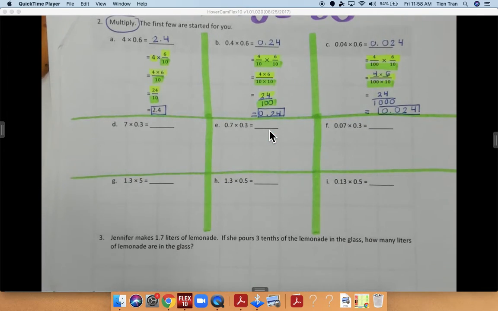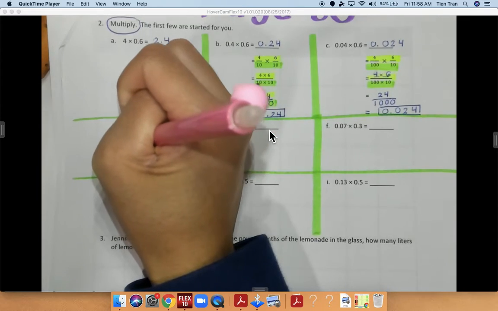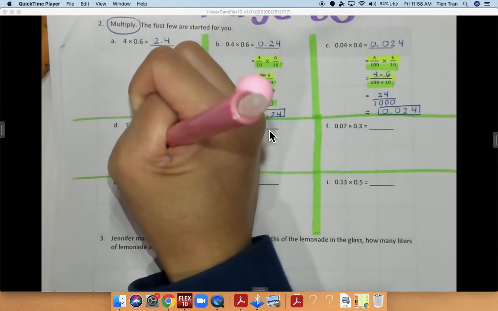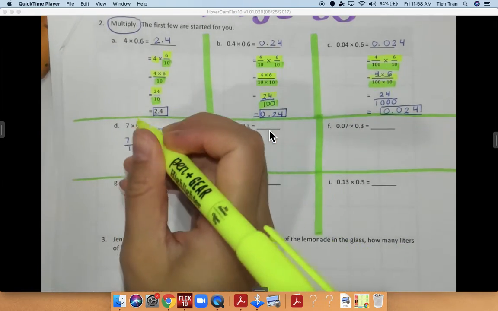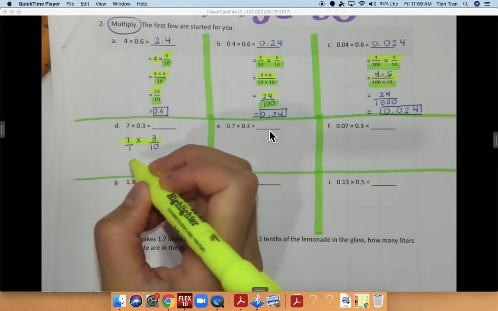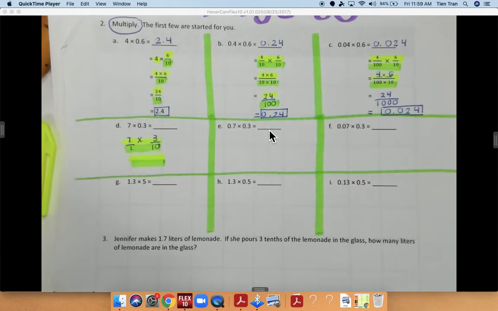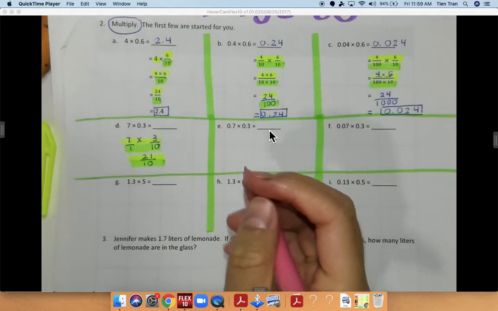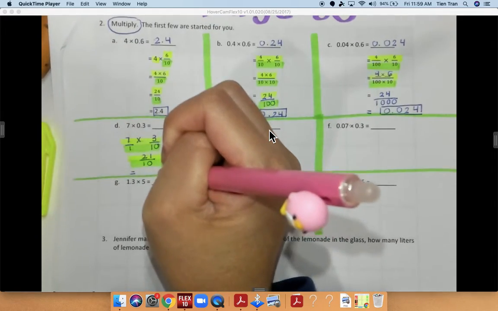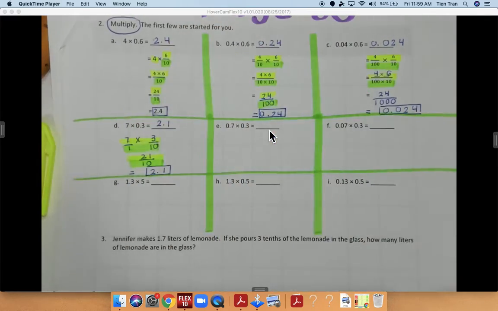Now, moving on to problem D. For problem D, what we have here is 7 times, let me write it down, 7 times 3 tenths. So the first thing I'm going to do is I'm going to multiply the numerator and the denominator. Numerator is 7 times 3, and the denominator is 1 times 10. Okay. So 7 times 3 is equal to 21, and 1 times 10 is equal to 10. So I have 21 tenths. I'm going to write that down, 21 tenths. So that means that the 1 is in the tenths place. So 21 tenths.